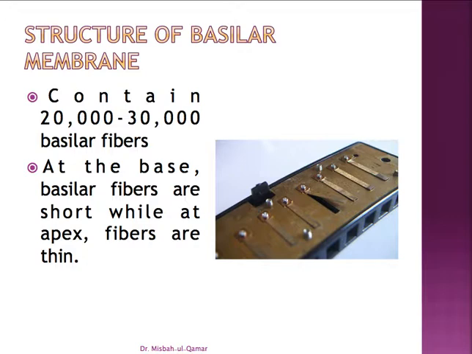So it is important to understand the structure of the basilar membrane. This basilar membrane is a fibrous membrane. It means that it is made up of fibers. It contains 20,000 to 30,000 fibers. These fibers are stiff and elastic reed-like structures. You know what is reed-like? These are the reeds.